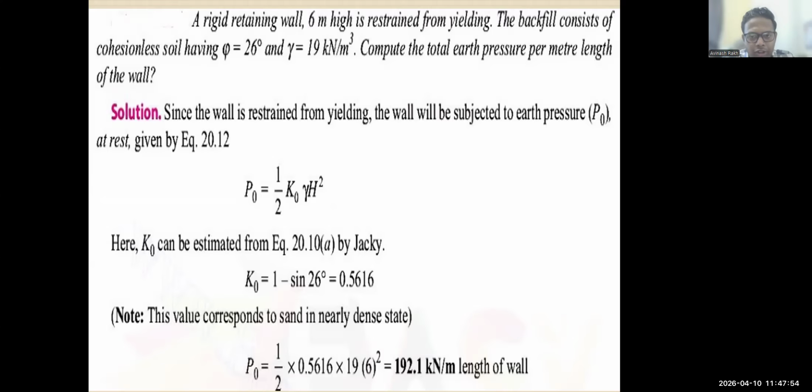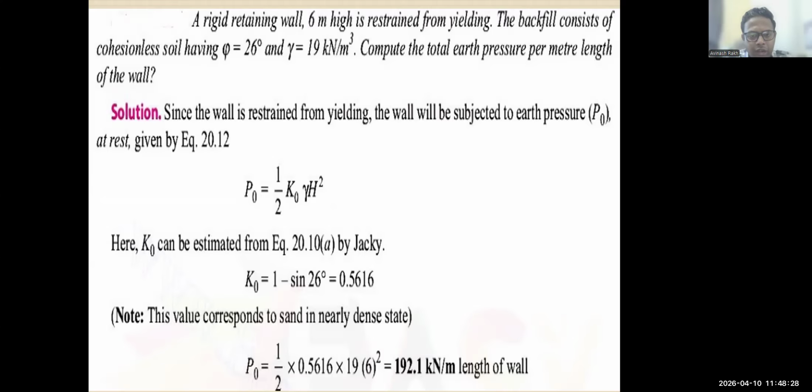After that, P0, the total earth pressure per meter length of the wall, is 1 by 2 K0 gamma H squared. So 1 by 2 as it is, K0 is 0.5616, into unit weight 19, and H is the height 6 meters. By using the calculator, we can easily calculate P0, which equals 192.1 kilonewton per meter length of the wall. So the total earth pressure per meter length of the wall is calculated as 192.1 kilonewton per meter length. This is all about the total earth pressure at rest.